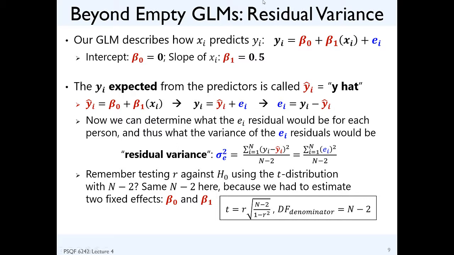So note what is not on beta 0 and beta 1. They don't have i's. They're fixed effects. They hold for everybody. So anybody with an X of 0 has a predicted Y of 0 as the intercept. Anybody with an X of 2, for instance, would have a predicted Y of, if X is 2, what is Y according to this? 1, yes. Thank you, Jeff.